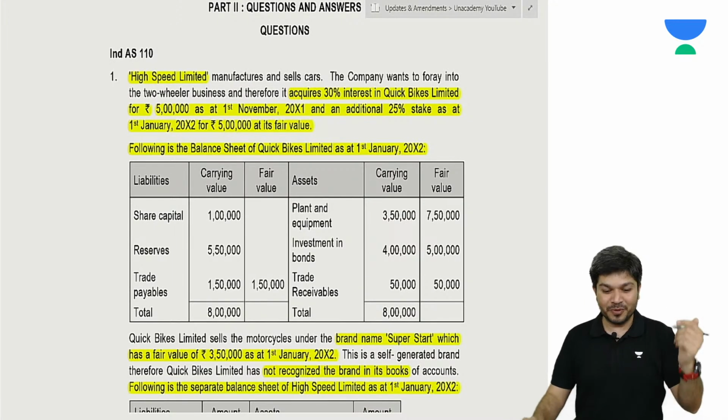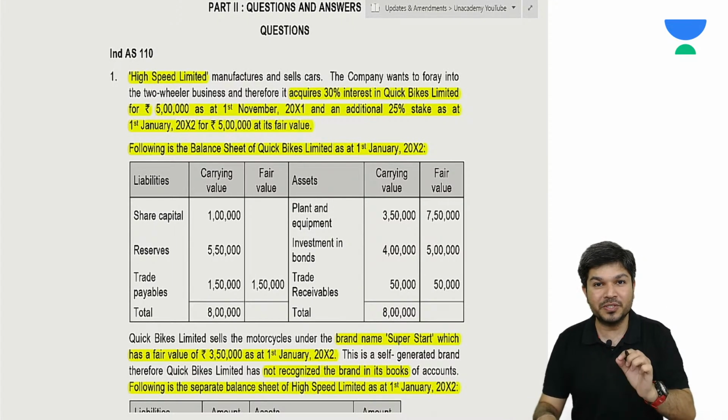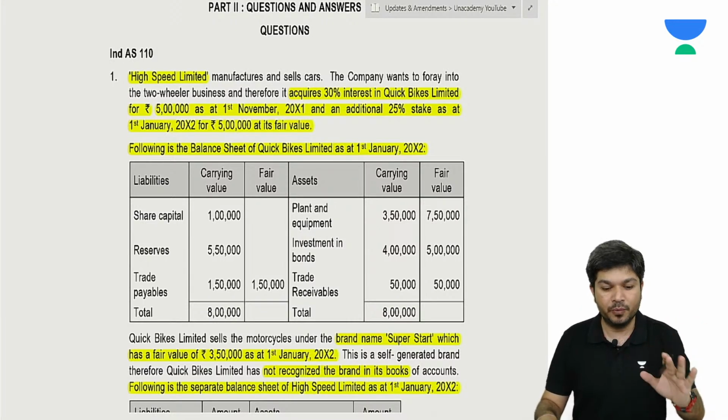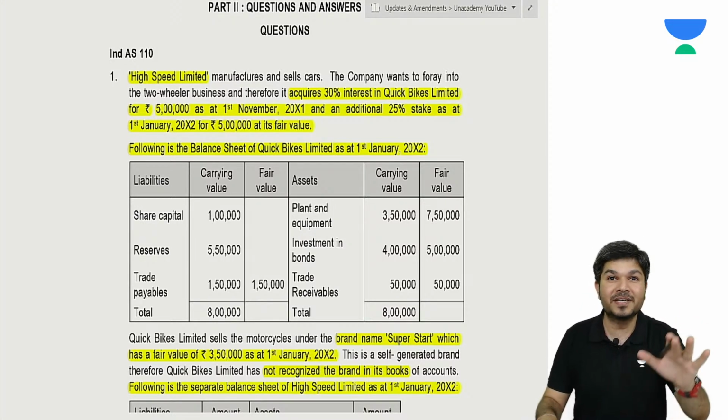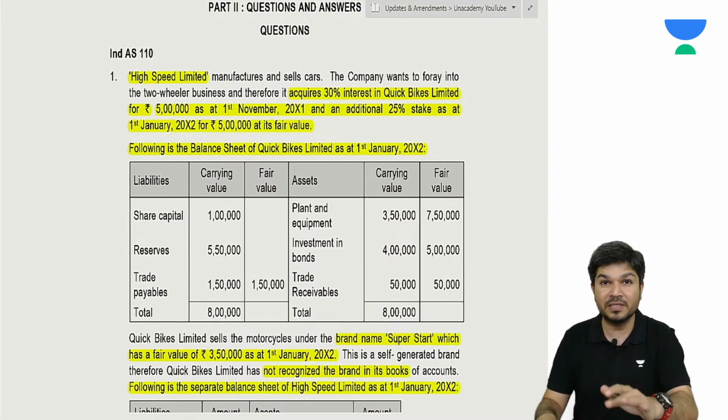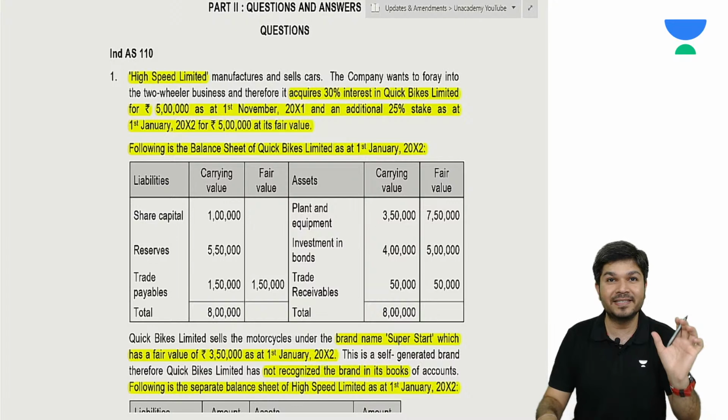Now, coming to questions, question number 1. Whichever questions are important or different, I'll go into detail. Whichever questions are normal, routine ones, I'll just tell you the concept. New ones which I found, I'll take in detail.